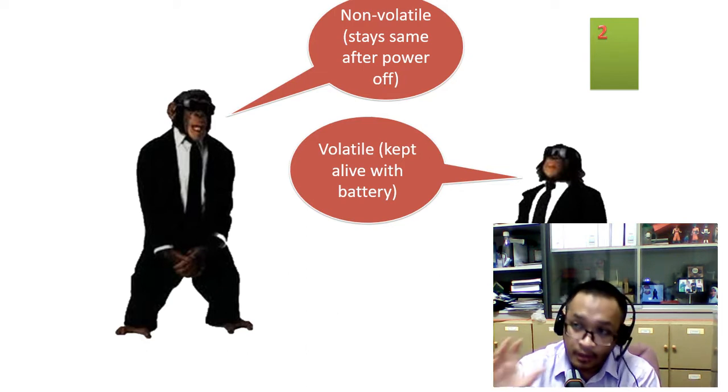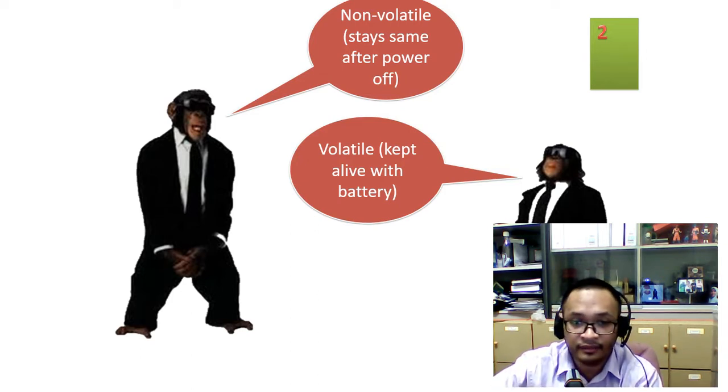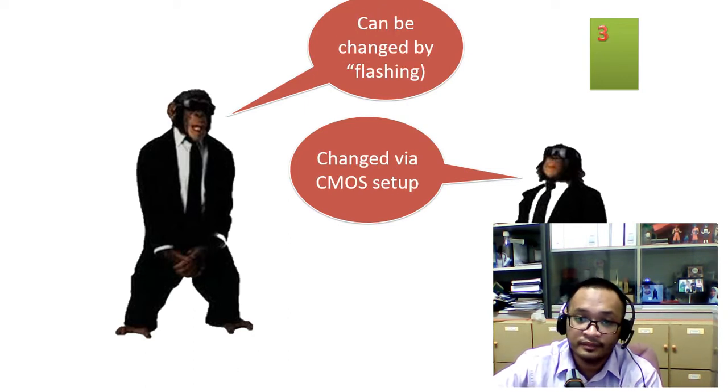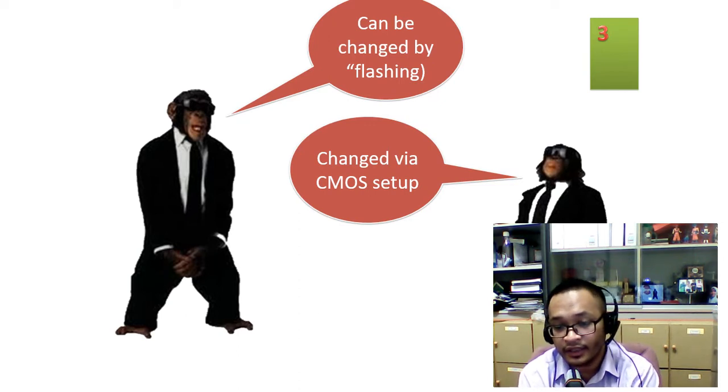We can change the content of the BIOS, but we need to perform a certain process that we call flashing. While the CMOS is volatile, kept alive with the battery, like I mentioned earlier. The BIOS can be changed by flashing, while the CMOS you can change via CMOS setup.